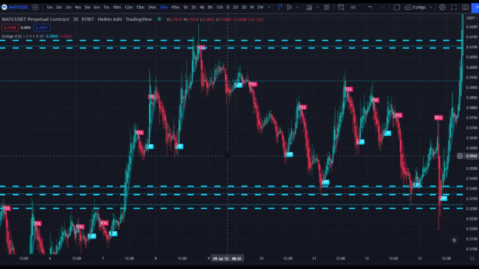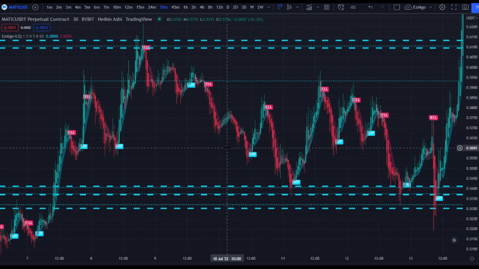Now, the buy and sell signals on EzAlgo are used as confirmation. So you don't really want to be basing your trades off the buy and sell signals. Now, I do know people that have done that and are still profitable on a higher time frame. But the bread and butter of this strategy is using the EzAlgo support levels.